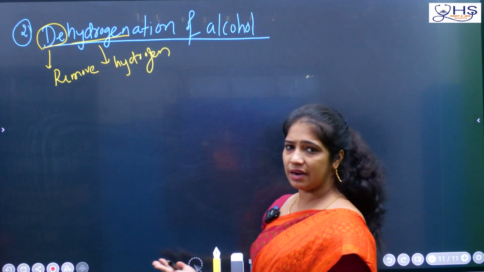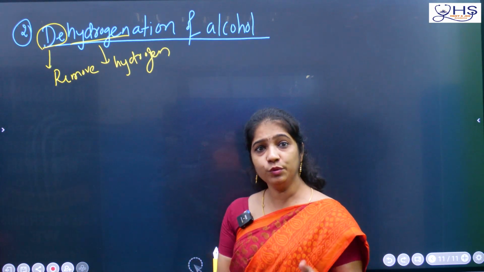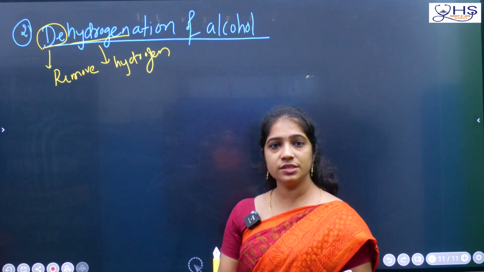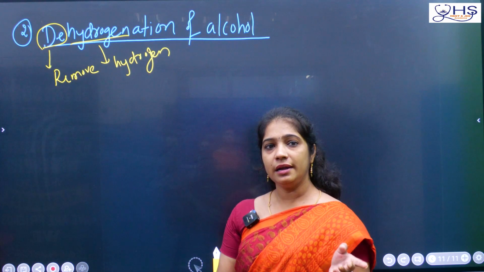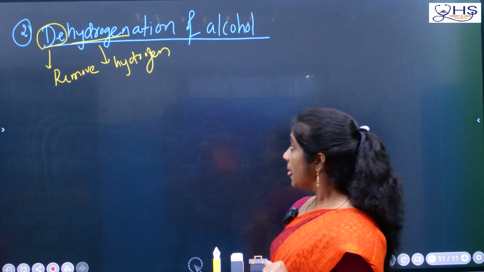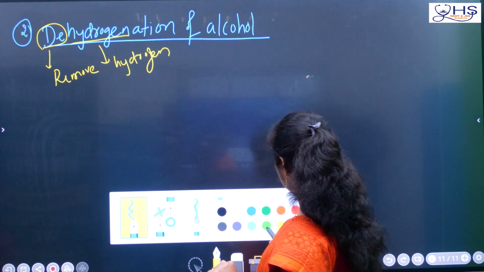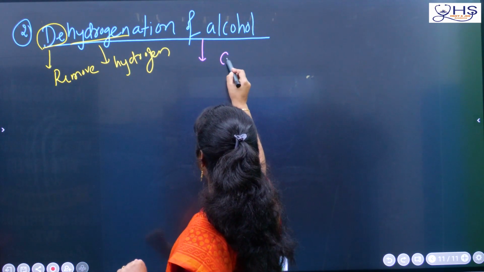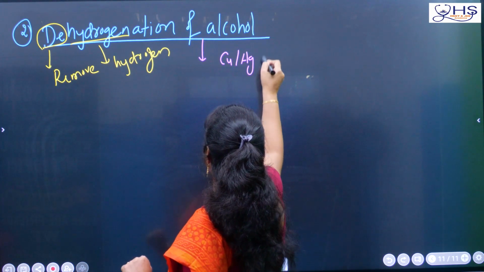Just before also we have done the same thing, right? We have removed the hydrogen. But here the reagent will be different. Previously what reagent did we take? Oxidizing agent, mild as well as strong. But here in case of dehydrogenation, the reagent will be copper or silver followed by heating.